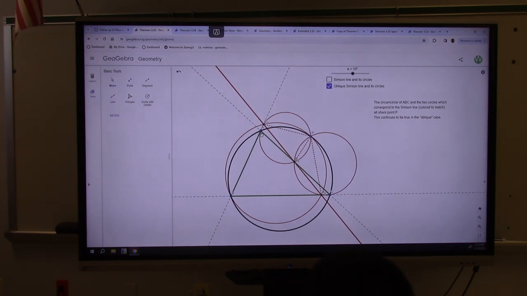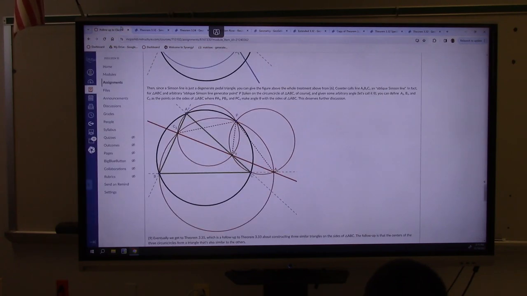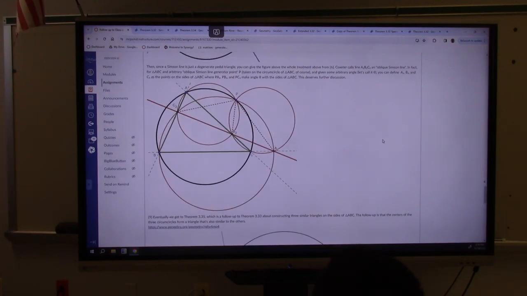Yeah, in this case, right? I'm just doing a bunch of geometry in my head. If you can't keep up, sorry. And also PB2C would be 100, and also PA2C would be 100. Okay, so you can define an oblique Simson line as a line in which the three points A2, B2, and C2, connected to the point P, make equal angles with the sides of the triangle. Okay, good. Yeah, that's all I've got to say about oblique Simson lines.